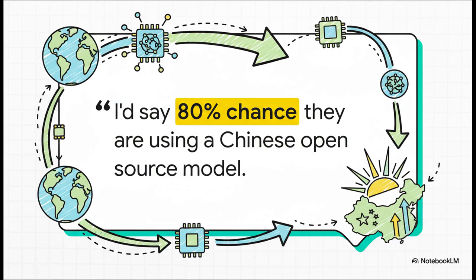And that bit about global innovation, that isn't just a talking point. A partner at the powerhouse VC firm Andreessen Horowitz said recently that he estimates 80% of their new AI startups are building on Chinese open source models. I mean, that is a staggering number. The center of gravity in AI development is shifting, and it is shifting fast.